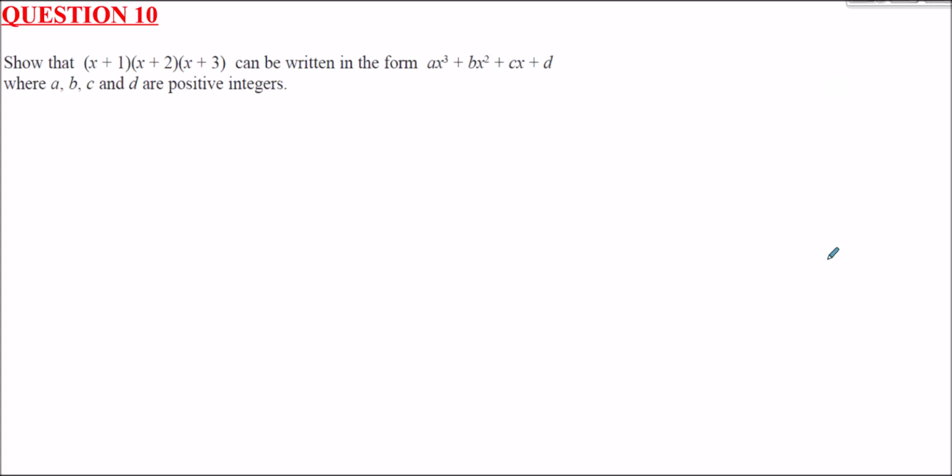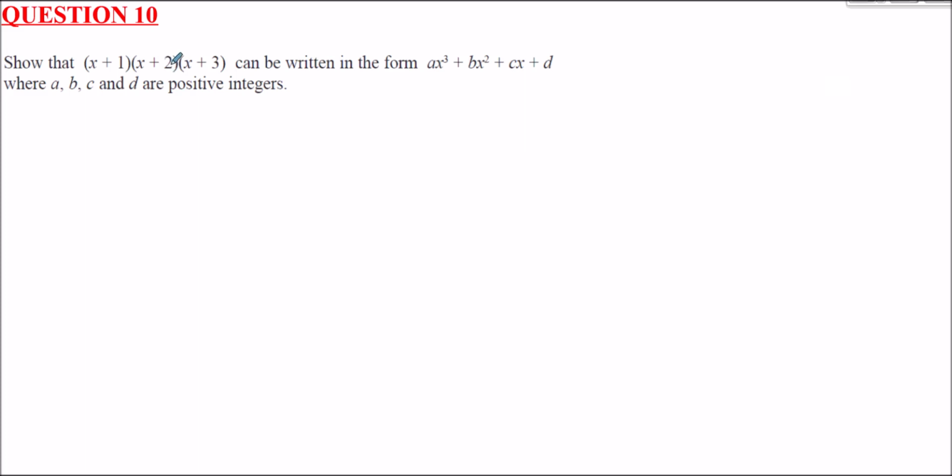Question 10, we need to expand 3 brackets. So we need to show that (x plus 1)(x plus 2)(x plus 3) can be written in the form ax cubed plus bx squared plus cx plus d, where a, b, c and d are positive integers. That just means a, b, c, d are whole numbers. So it's written in a fairly intimidating way, but all we need to do here is to expand just two of these three brackets first, as you would do normally, and then your final step is to multiply it by the third bracket.